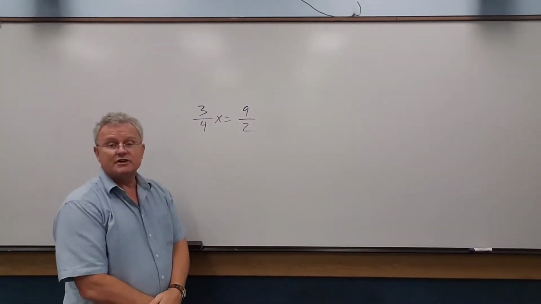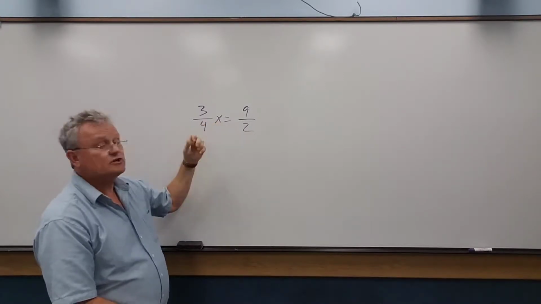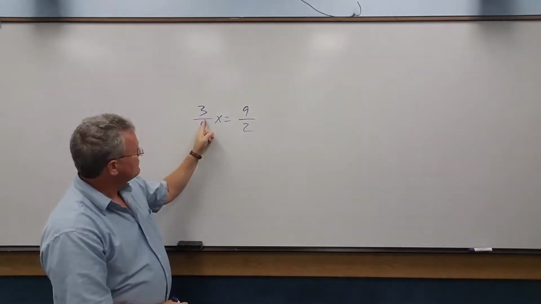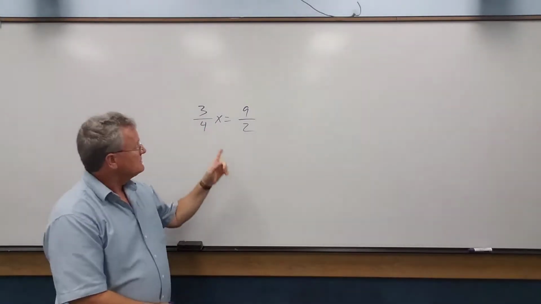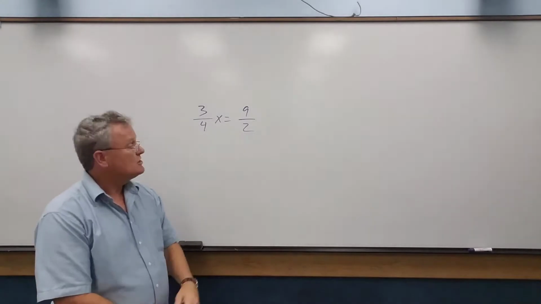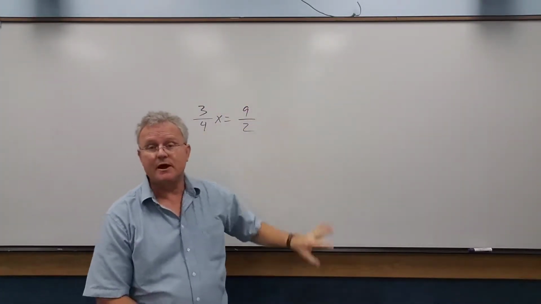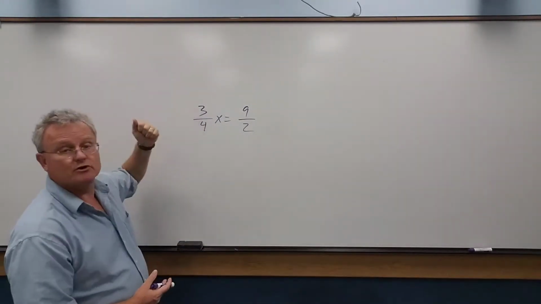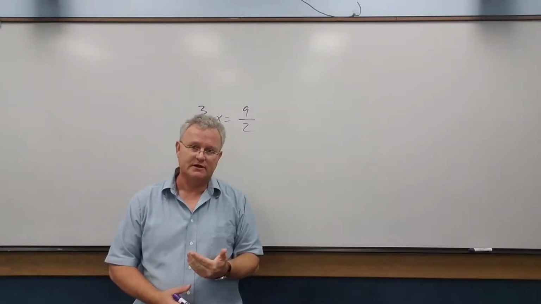Okay, so now we're going to solve an equation that has a fractional coefficient of x. The coefficient is the number in front of x, and here it's a fraction, 3/4. When you have a fraction in front of x equals some number, you multiply both sides by the reciprocal of the fraction. I'll explain why we do that in just a minute.